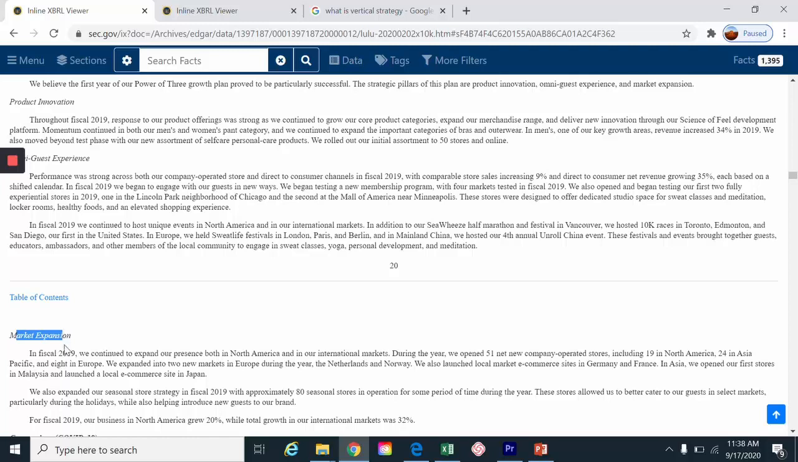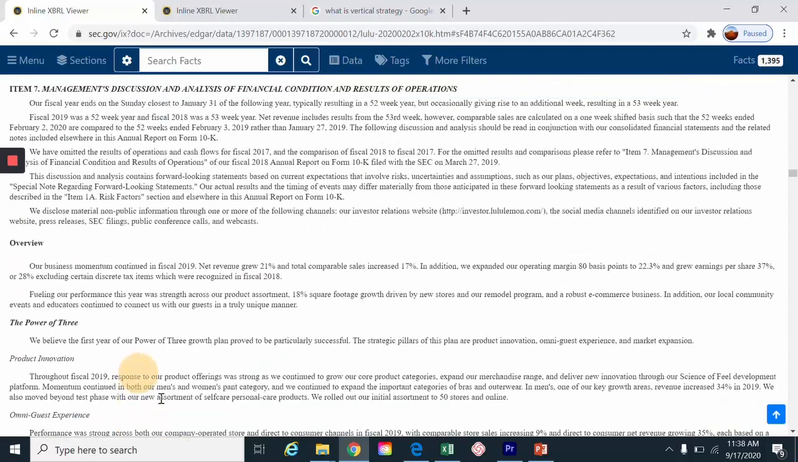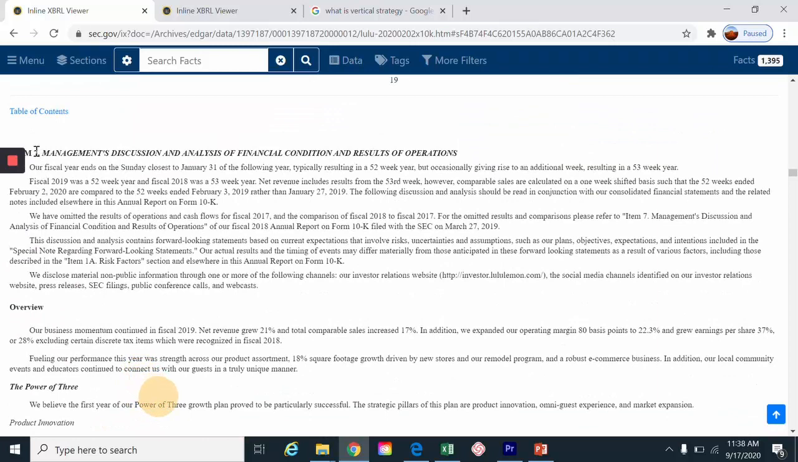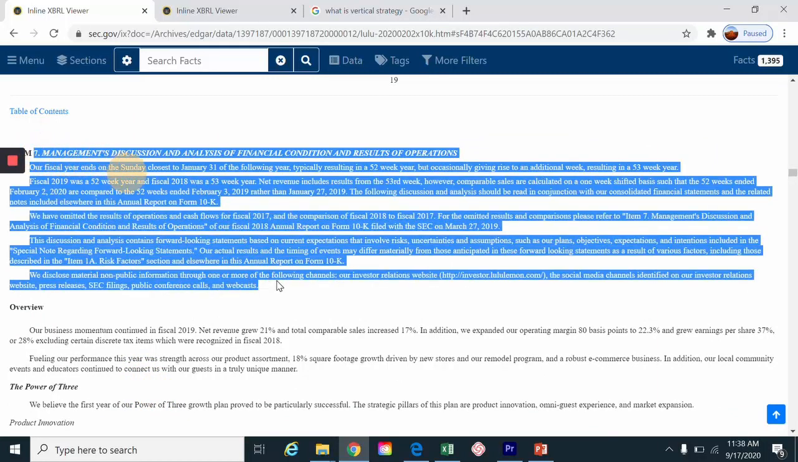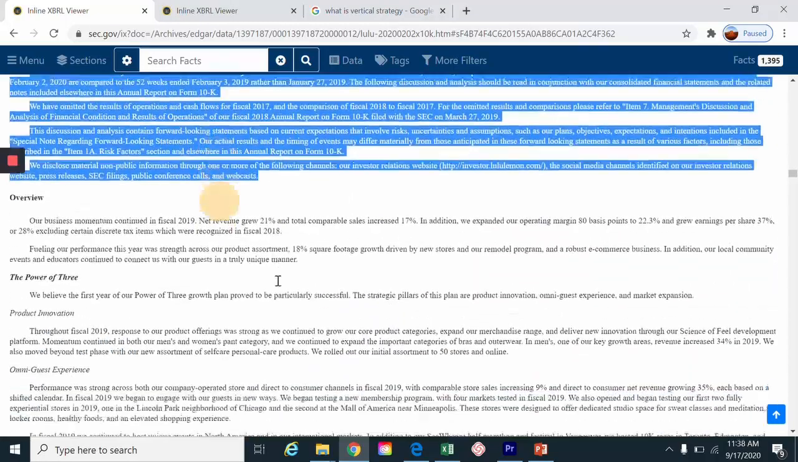So these things should be linked with the numbers. The numbers in the financial statements should support the strategies they mention over here. So this item is very important, management's discussion and analysis of financial condition. Carefully go through this item number 7, very, very important.